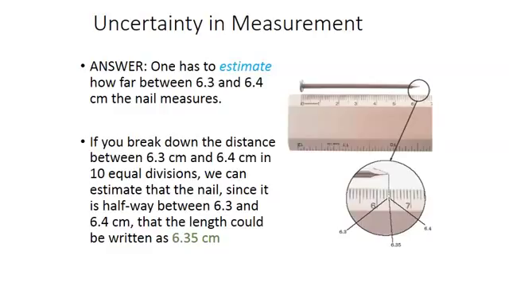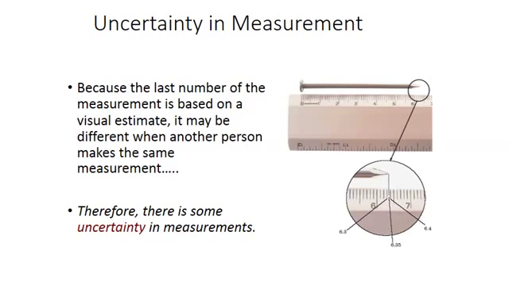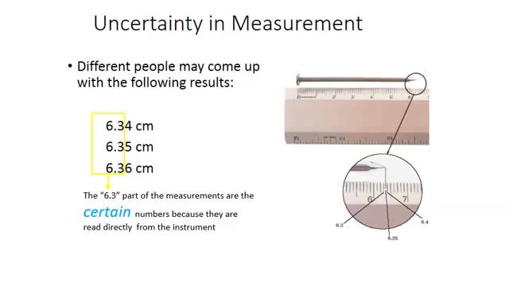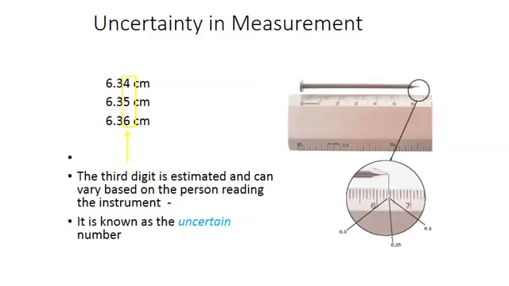Whenever you look at a measurement in chemistry, the last digit is always uncertain. The last number of the measurement is based on our visual estimate, and it may be different than when another person makes the same measurement. So there's some uncertainty in measurements. The last digit is always going to be our guess, or a guess that someone else made. Different people could have come up with 6.34, 6.35, 6.36. There's really no visual way to say one's more right than the other. Again, the 6.3 is what we're certain about, and this last digit is the uncertain one because it's based on us reading it.